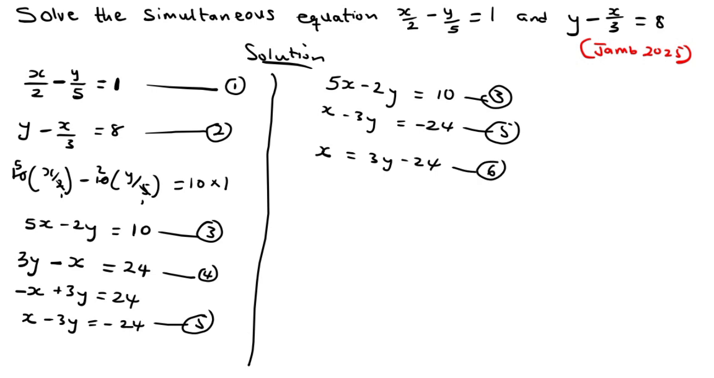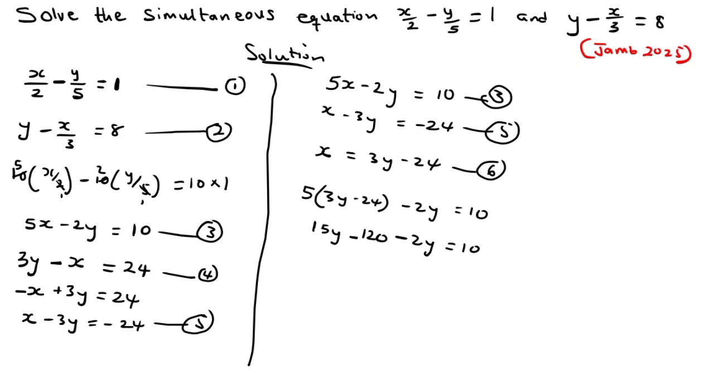Now substitute equation 6 into equation 3. We have 5 times x, which is 3y minus 24, close the bracket, then minus 2y equal to 10. So when you open the bracket, you have 5 times 3y, that is 15y, then minus 5 times 24. So 5 times minus 24 is equal to minus 120, then minus 2y equal to 10.